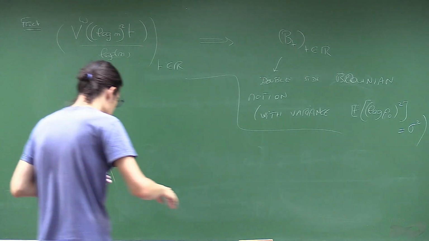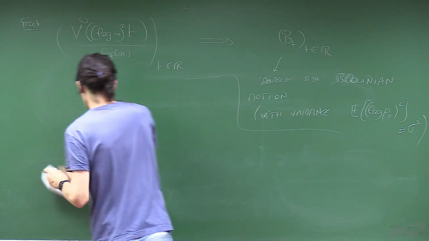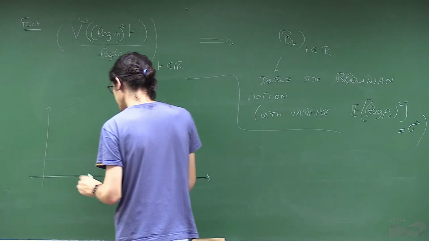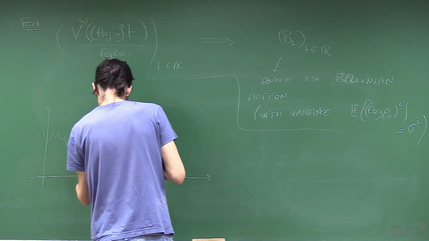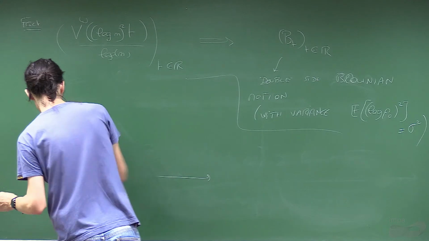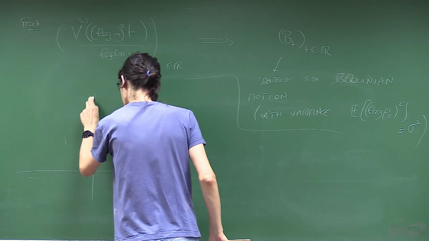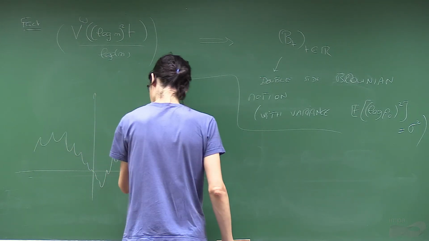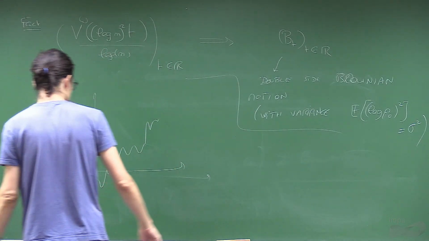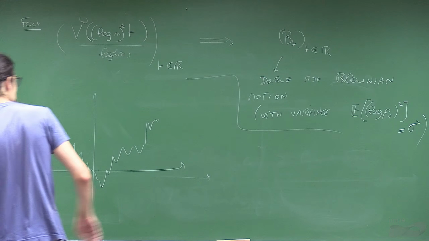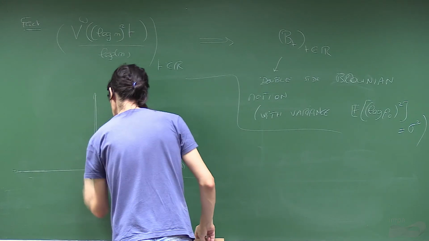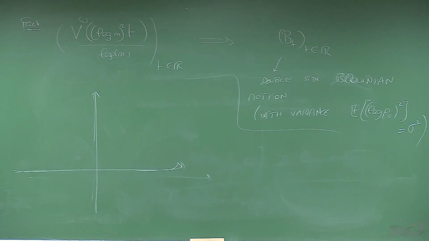Let me draw my Brownian motion. Okay, I won't draw my Brownian motion. I would rather look at each property and at what should happen for the Brownian motion for the property to be true.